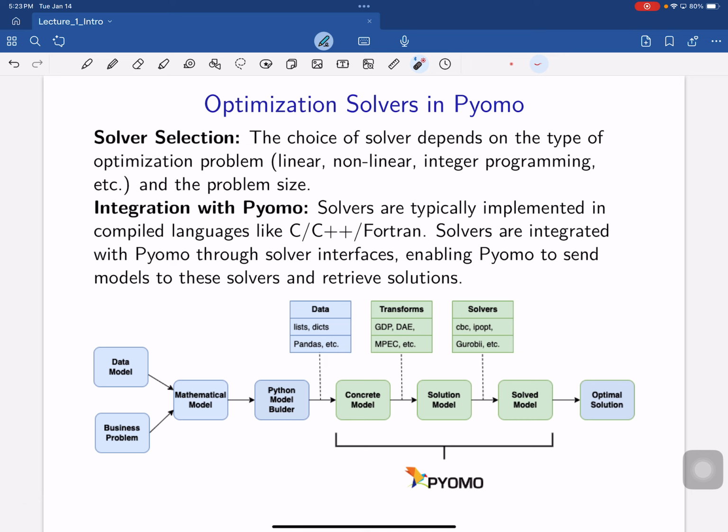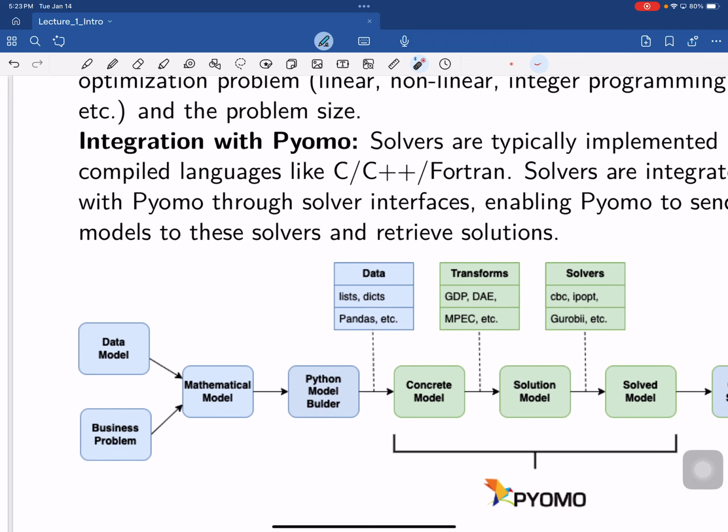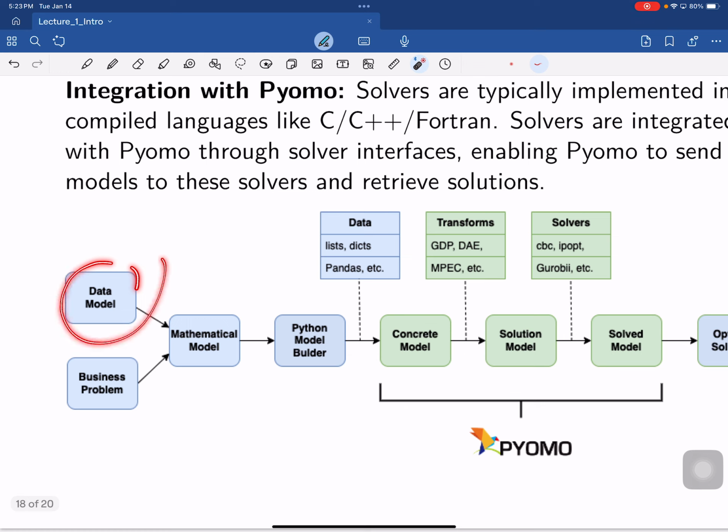Okay, so this is a high-level framework of how Pyomo works. You don't need to know that in detail, but it will be nice to have a high-level picture, okay? So first of all, you need to have, of course, your data, right? With the data and a business problem, you can formulate a mathematical model. Up to this point is what we have already covered, right? I give you a knapsack problem, give you some data, you can formulate a knapsack model, right? But then the question is, how do you translate this model into Pyomo syntax, which I will show you some examples of later.